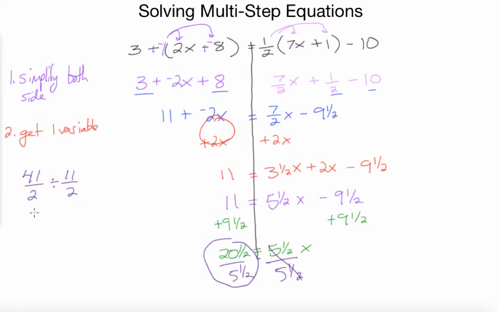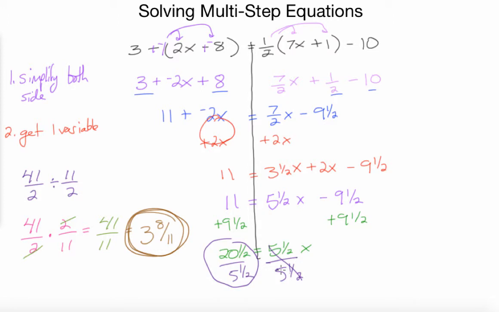Now let's change that into a multiplication problem. 41/2 times 2 over 11. I can see right now my 2's are going to divide, and so it's 41/11. Well, 11 goes into 41 3 times, 33 with a remainder of 8. So there we go. That's what 20.5 divided by 5.5 equals. We get 3 and 8/11. So that's my solution: x equals 3 and 8/11.